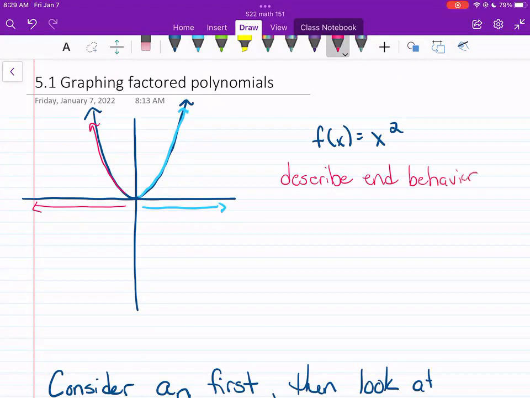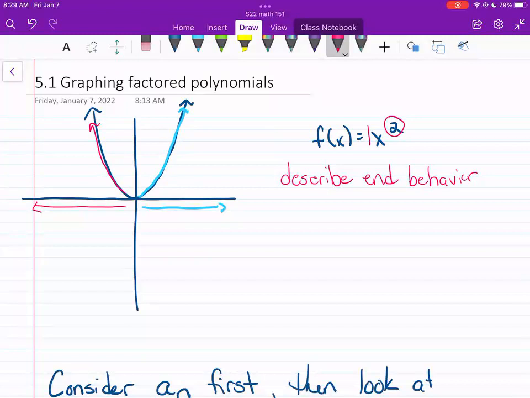In order to determine this, we know from previous classes that x squared is a parabola, and we know that the leading coefficient here is an understood 1. It's positive, so the right side goes up. And notice here the left side goes up as well, and that has to do with the degree being even.